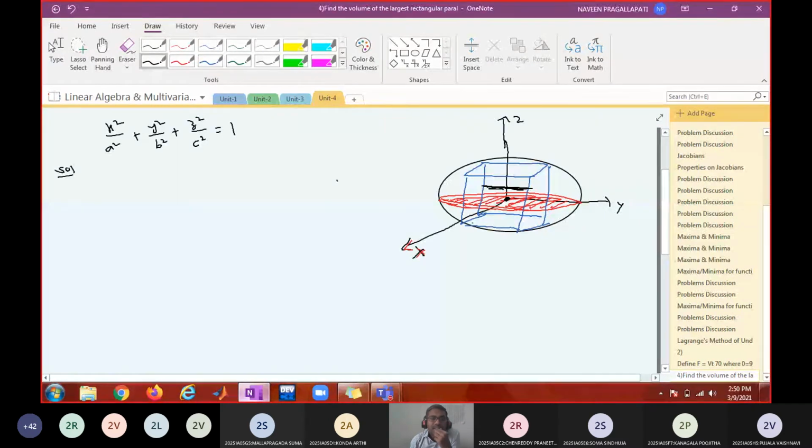When I say this is x, what is the length of the cuboid? This x means the positive side, because it is symmetrical about all the 8 octants. The actual length is going to be 2x, the actual width is going to be 2y, and the actual height is going to be 2z. So instead of assuming x, y, z as dimensions, you have to assume 2x, 2y, 2z as the dimensions. Do you agree?